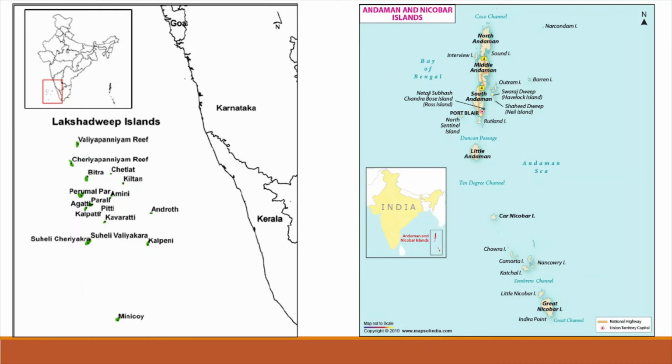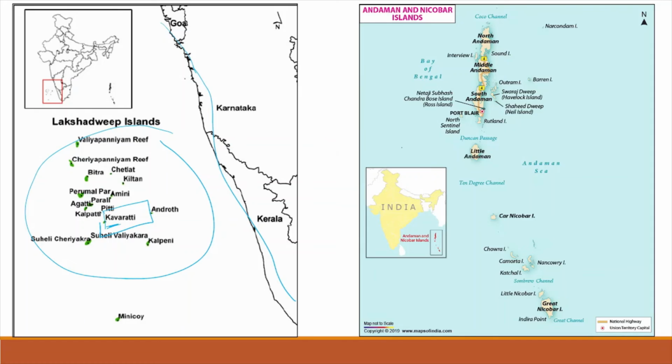So if you see location, here we can see this is our western coast. You have Goa, Karnataka and Kerala. To the west of that, we have this group of islands. It's not one island, there are small different islands. If you see, they are known as Lakshadweep Islands. The capital of Lakshadweep is Kavarati.